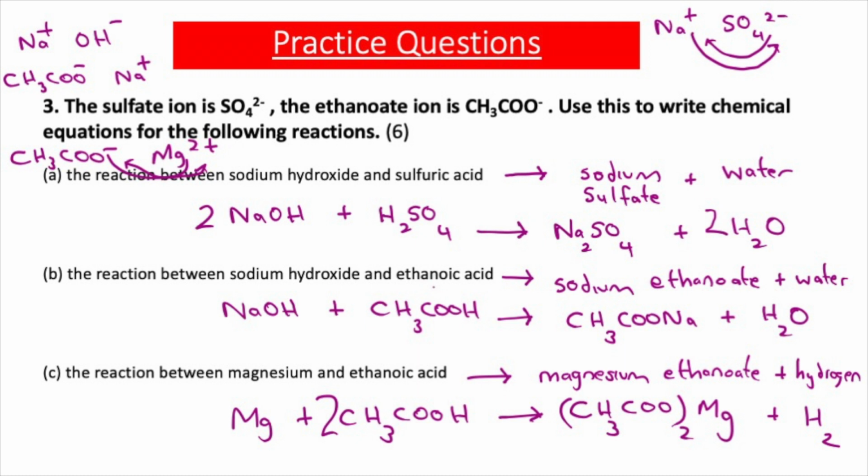Now the brackets are essential here because we need 2 CH3COO 1- ions to cancel out the Mg2+ charge. Now the other thing to point out here is when writing the formula of ethanoates, even though the name has the metal first, so sodium ethanoate, magnesium ethanoate, we write the CH3COO bit first. And that's because we're dealing with an organic acid here. Now for this question, you get 1 mark if all the formulae are correct in each equation, and 1 mark if the equation is fully balanced.